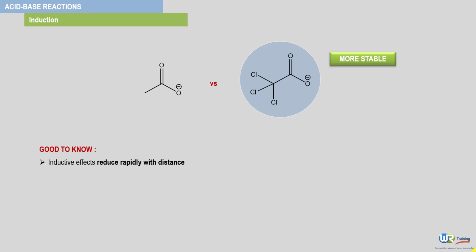It is good to know that inductive effects reduce rapidly with distance. Take the following examples. In the first compound here, the group of chlorine atoms is connected to the second carbon if we start counting from here. In this one here, they are connected to the third carbon atom if we start counting from here. Since the distance between this carbon here and the negative charge region is higher than this one here, then the inductive effects of chlorine here will be reduced. And for this reason, this compound here is more stable.